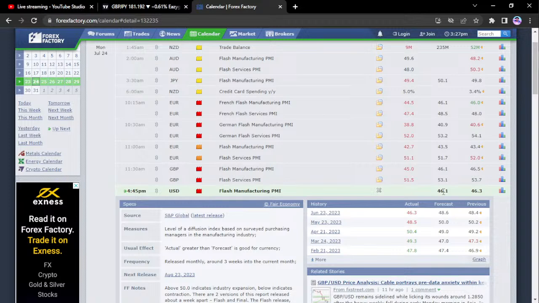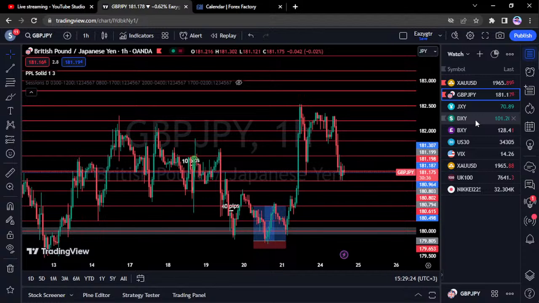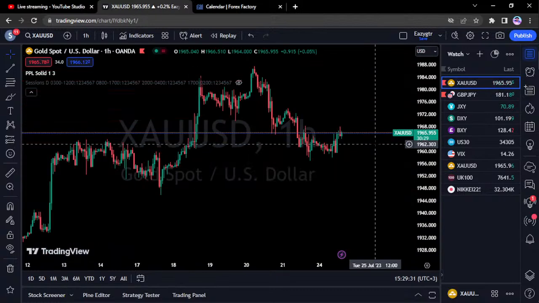I'll make a separate video just talking about the pricing in concept. So worse than expected data will lead to intraday dollar weakness and gold strength. So you can expect buys on gold if we get worse than expected data.